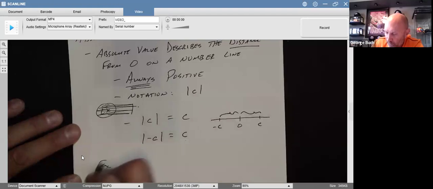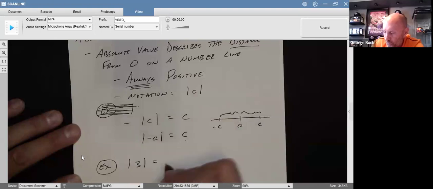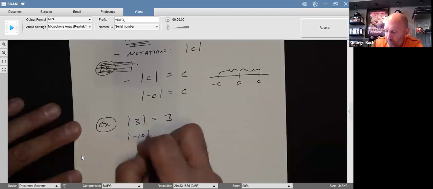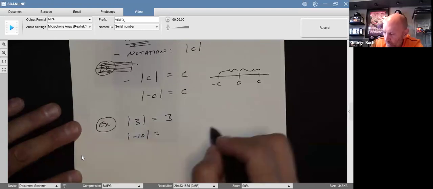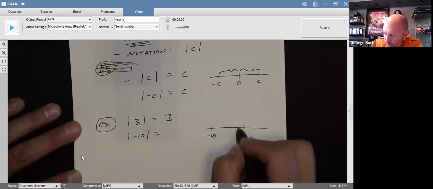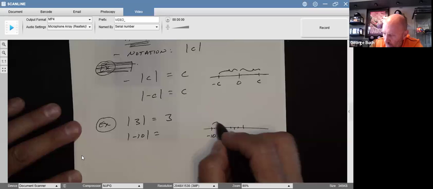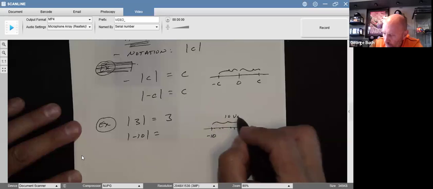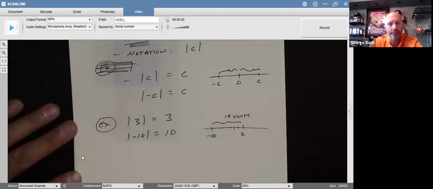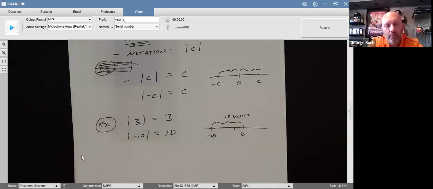Some quick examples. If I have absolute value of 3, well, this is just 3. But if I have absolute value of negative 10, well, on a number line, here's 0, here's negative 10. How far am I away from 0? Well, I'm 10 units. Therefore, the absolute value of negative 10 is just 10. So that's how we deal with absolute value.